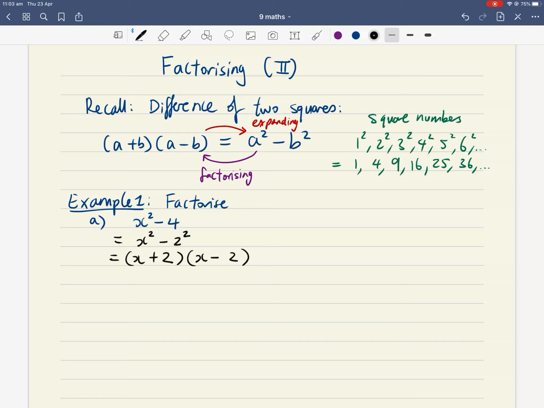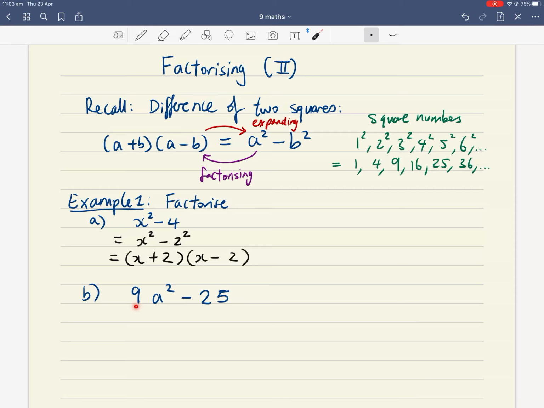Again, you can always check your answer by expanding the brackets. In this case, we would use FOIL because we've got two terms inside our brackets. Let's do another one. B, 9a squared minus 25. So first of all, recognize, is there a subtraction, a difference between the two terms? Yes, there's a subtraction sign. Next, are your two terms square numbers, or can they be written as something all squared?